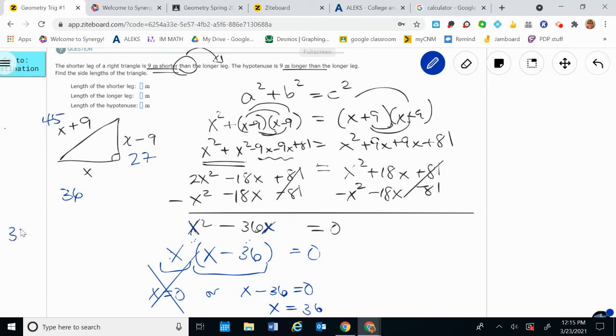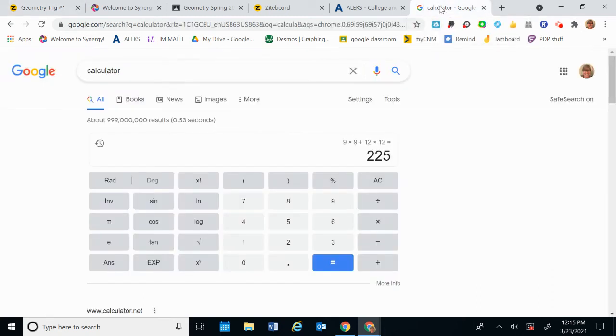Okay, so I could check it. Is 36 squared plus 27 squared equal to 45 squared? I don't know. Let's see. 36, 27, 45. 45 times 45 is 2025. Okay, 36 squared plus 27 squared. 2025. Yep. Then we know we did it right.